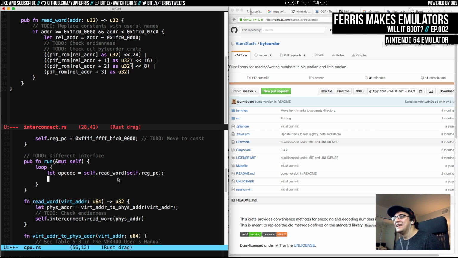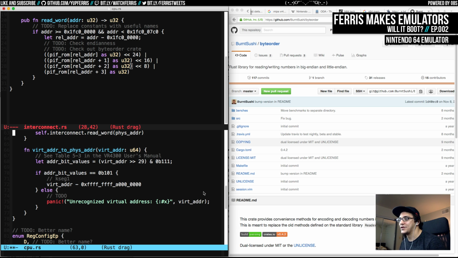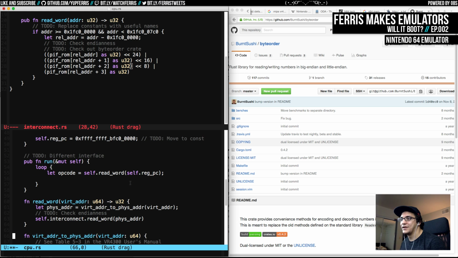That's pretty funny. Okay, so now that we've got our opcode, what I actually want to do is print this to make sure that we've gotten it right. And the way I'm going to do that, I'm just going to panic. This just for now. Do the opcode.